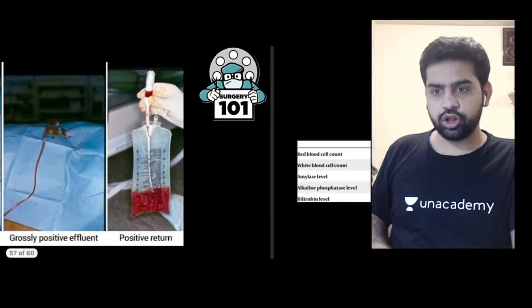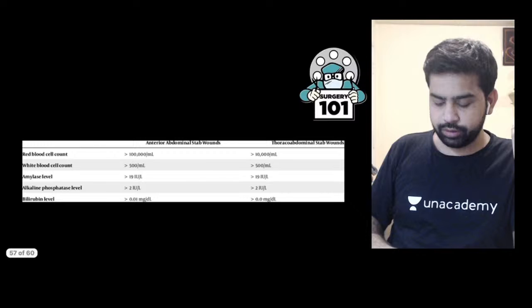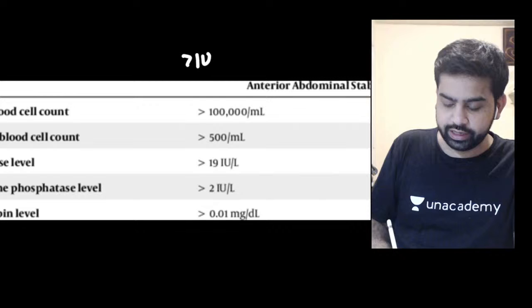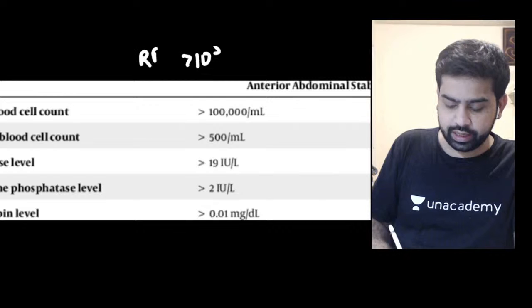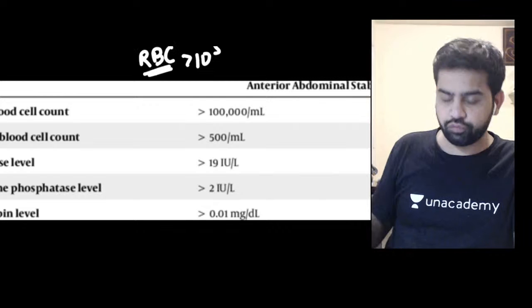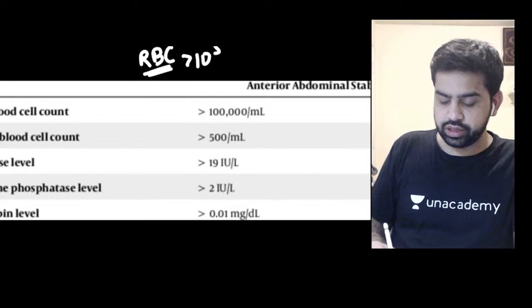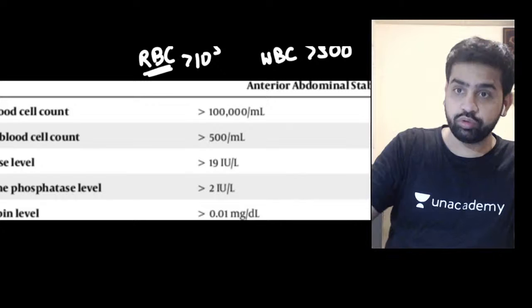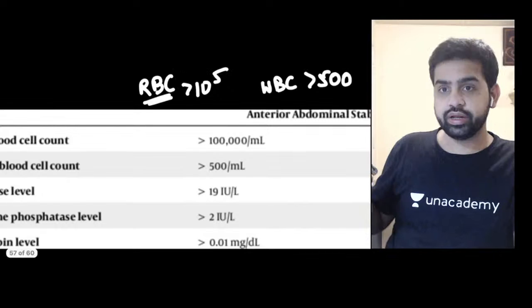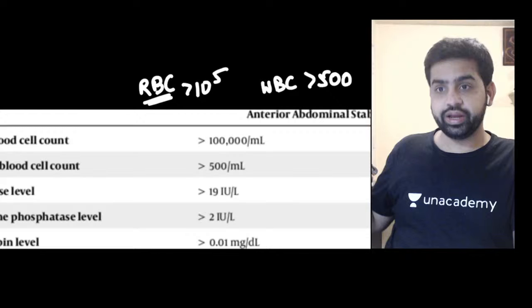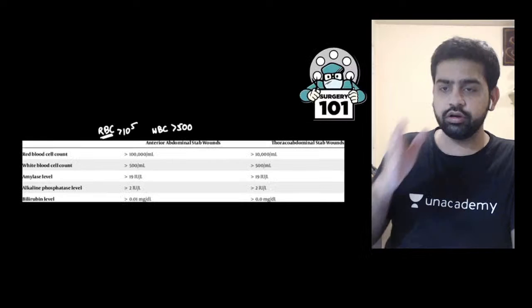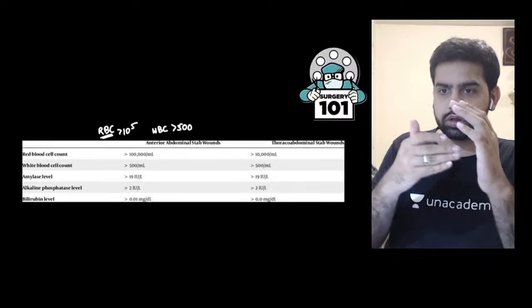Now, in the microscopic examination, if the RBC count is more than 10 to the power 5 per ml, or the WBC count is more than 500, this is what you call a positive diagnostic peritoneal lavage. This is all you need to remember and understand regarding the FAST and the diagnostic peritoneal lavage.